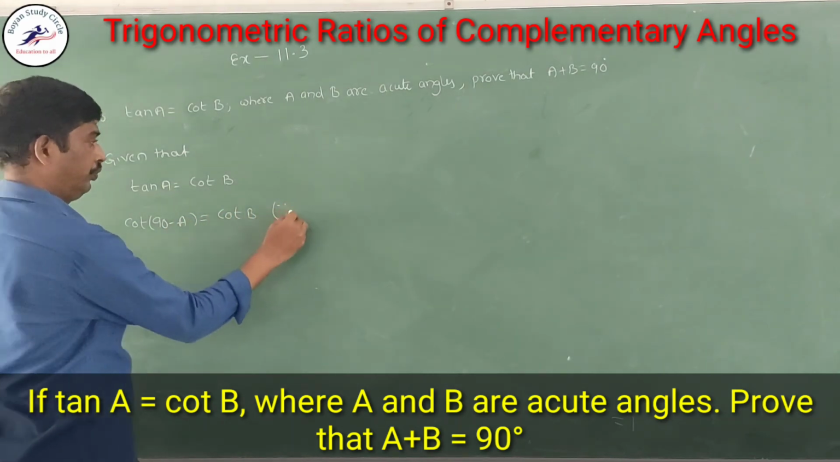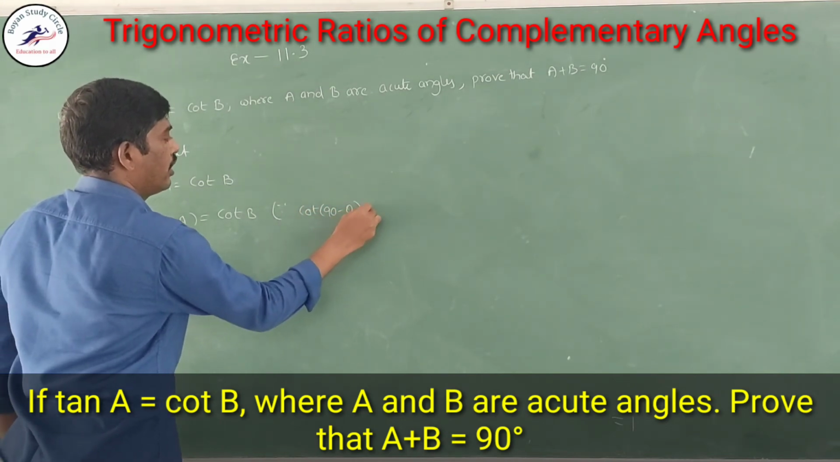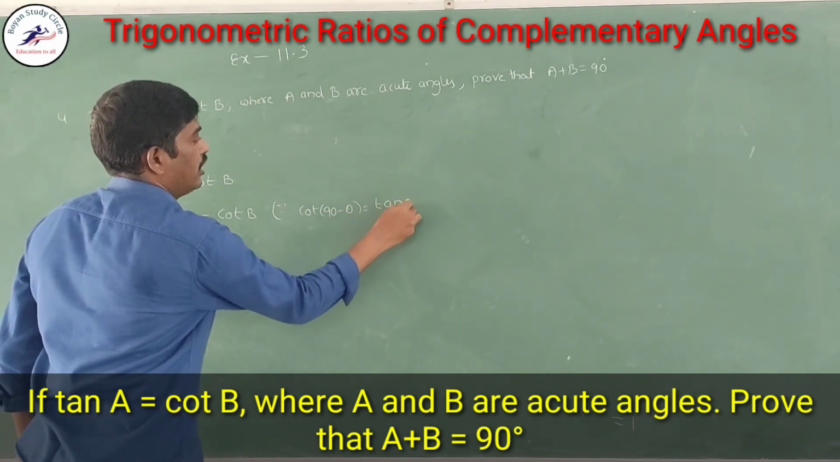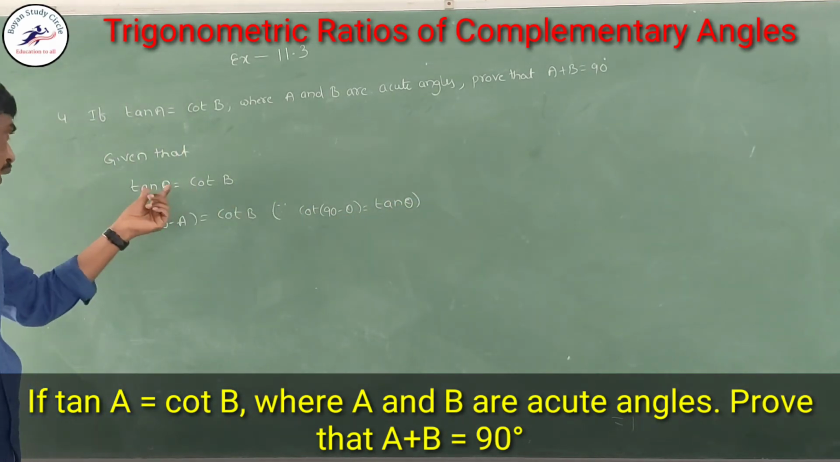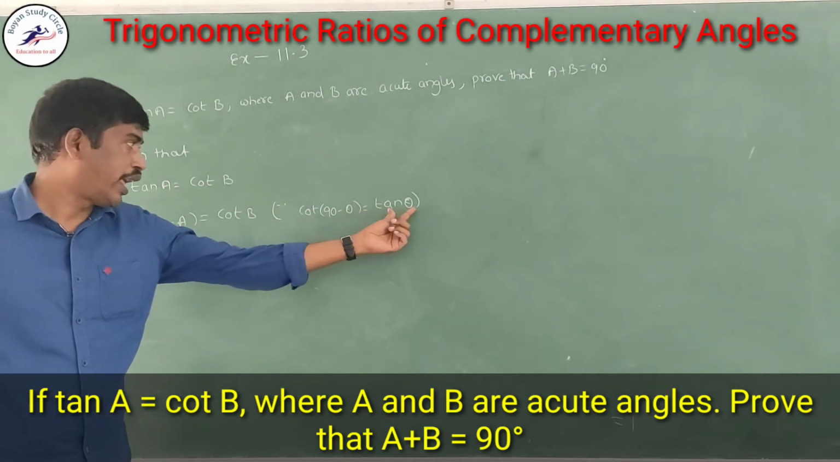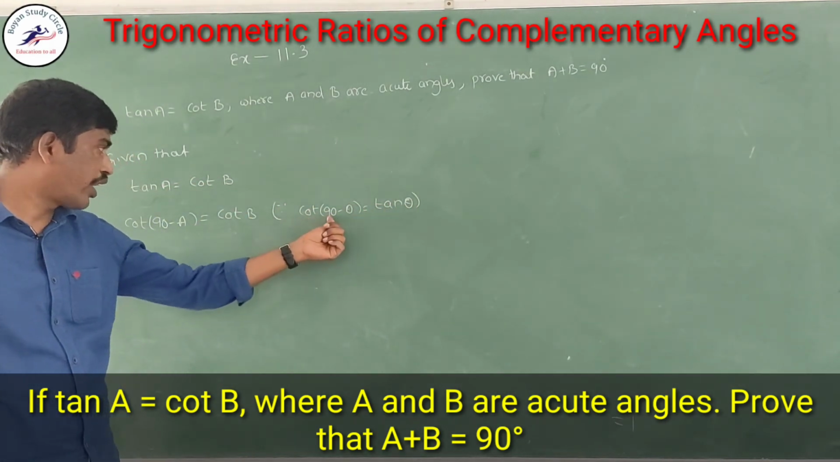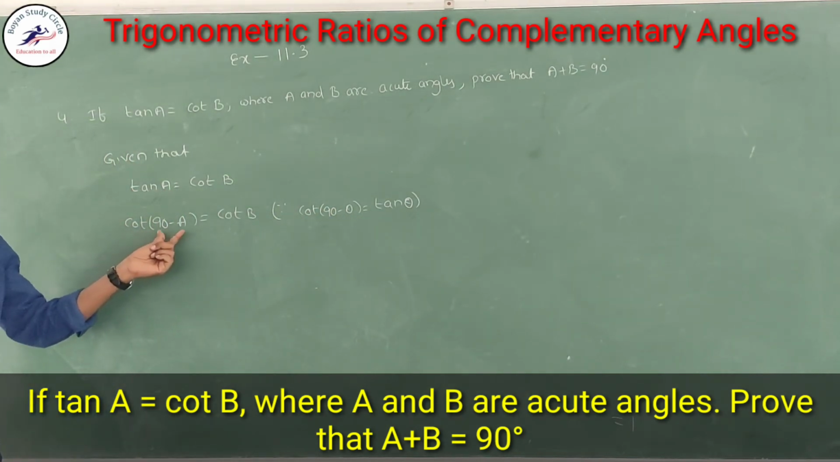Since cot of 90 minus theta is equal to tan theta, tan theta equals cot of 90 minus theta. So tan A, with A in place of theta, is equal to cot of 90 minus A. In place of tan A, I have written cot of 90 minus A.